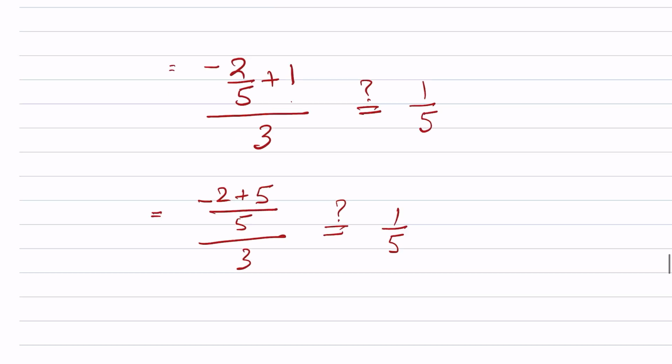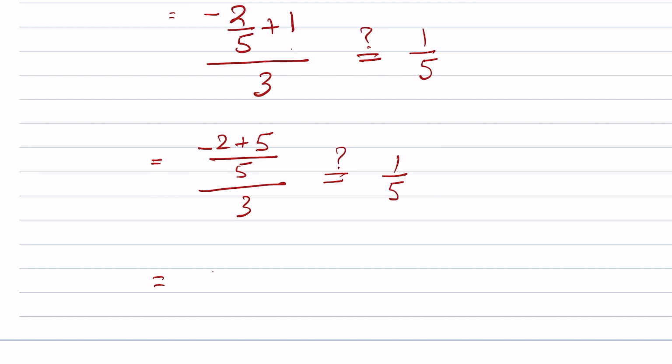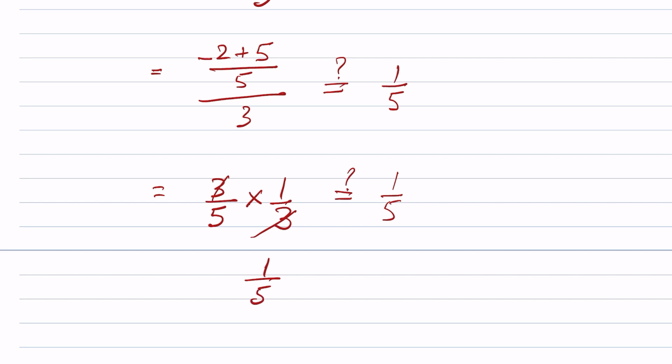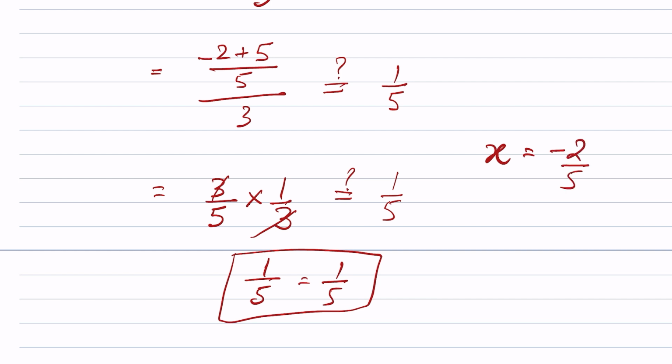Let's check whether it is equal to 1/5. Minus 2 plus 5 will be 3/5. And then upon 3. This upon 3 means it is division. So we can write it as 3/5 divided by 3. And when there is division, division gets converted into multiplication, and the number after that gets inverted. So we write here 1/3. Now 3 and 3 get cancelled. Now we have 1/5 is equal to 1/5. LHS is equal to RHS. Therefore, x is equal to minus 2/5 is the correct answer.